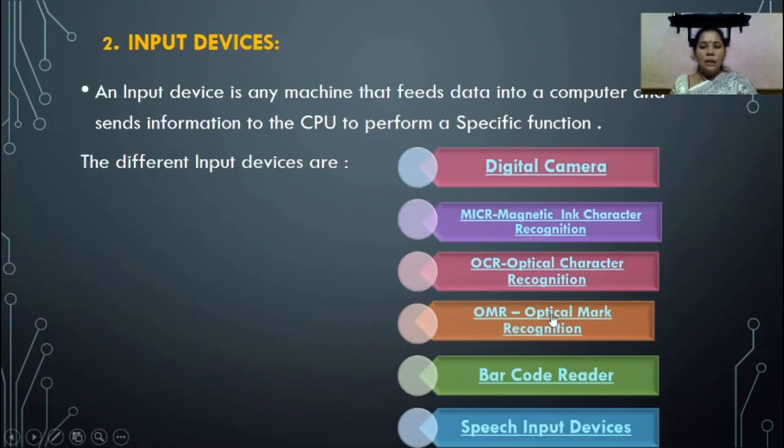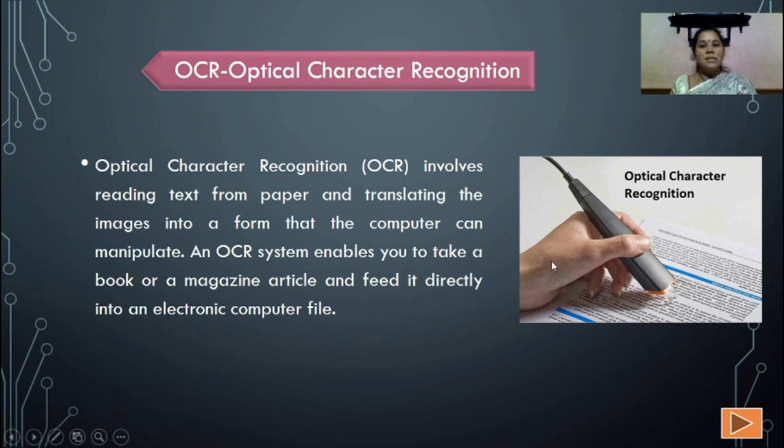The next input device is optical character recognition. What is optical character recognition? It involves reading text from paper and translating the images into a form that the computer can manipulate. An OCR system enables you to take a book or a magazine article. If you are studying an article from a book or a magazine and think it is important and you need to store it somewhere, you can use this optical character recognition device and pass it over the text which you want to store. Once it gets stored in the device, you can transfer that data into your system, and this is how it acts as an input device.